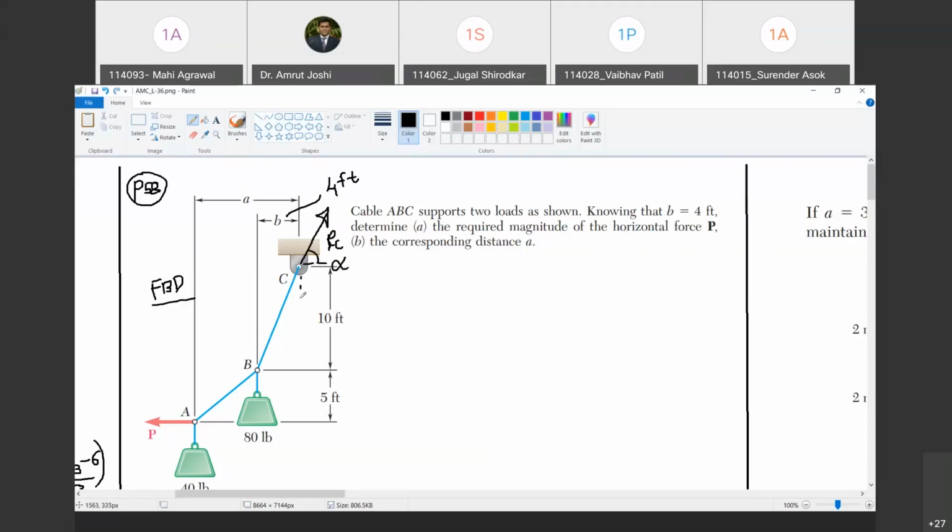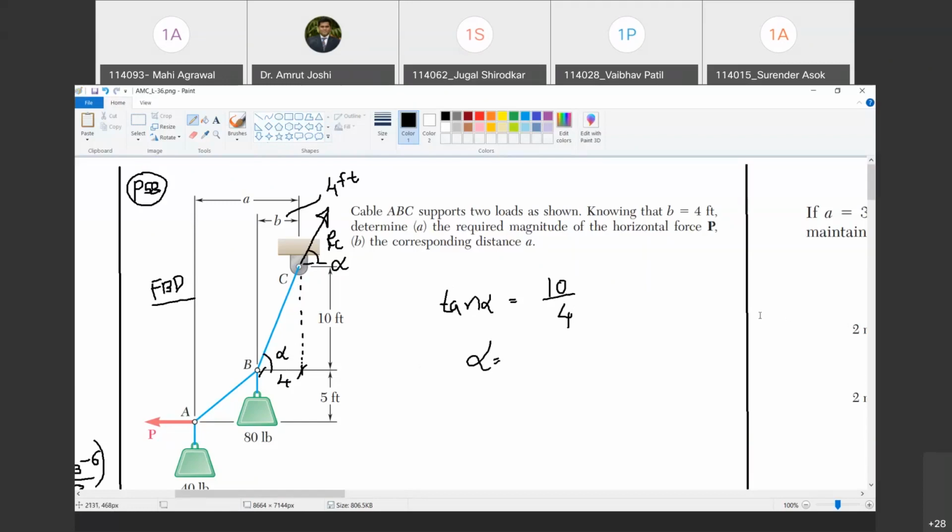If I were to get that angle alpha, I will have to complete this right angle triangle. Happy? Yes, sir. How much is this distance? It is 4 feet because B is 4 feet. That is given. Do you agree with me? Yes, sir. So can you tell me now what is alpha? Alpha is same as this angle. Happy? Yes, sir. So tan alpha is equal to how much? 10/4. Tan alpha is equal to 10/4 and therefore alpha is equal to how much?